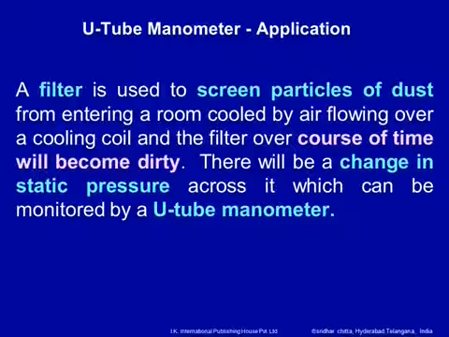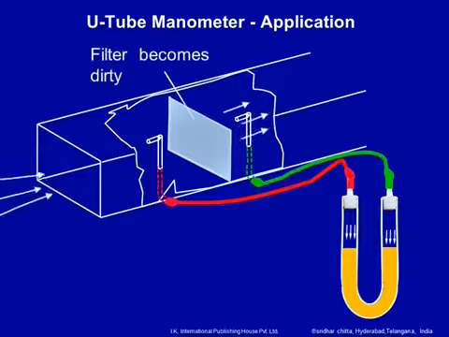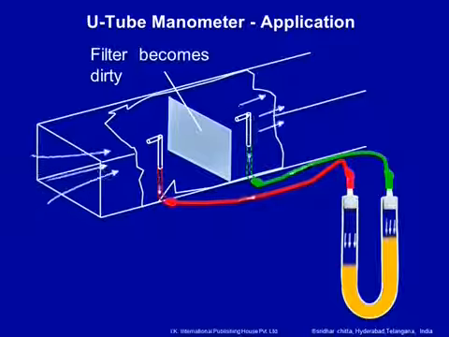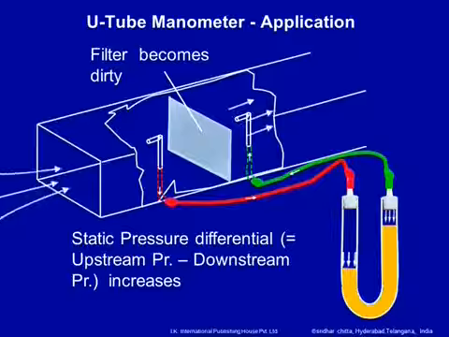It is used to screen particles of dust from entering a room cooled by air flowing over a cooling coil, and the filter over the course of time will become dirty. There will be a change in static pressure across it, which can be monitored by a U-Tube manometer. When the filter becomes dirty, the static pressure differential, which is the upstream pressure minus the downstream pressure, increases.